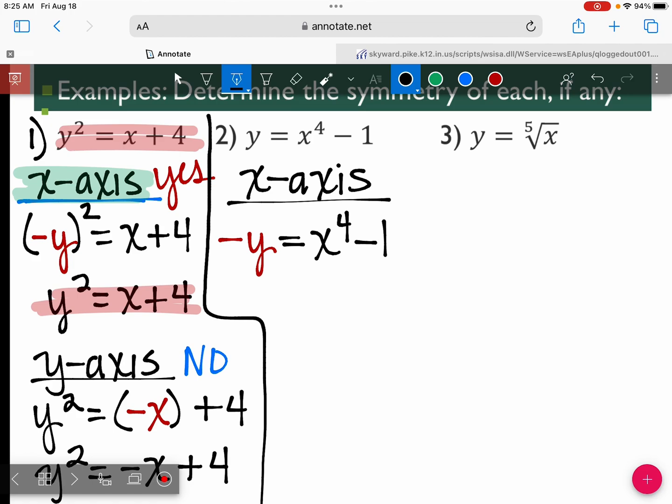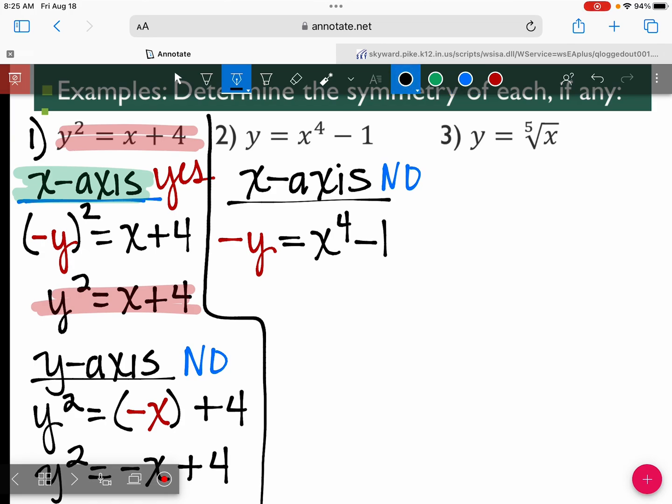So for x-axis, if I replace the y with negative y, does this simplify? Is there something happening to the y to make that go back positive? And the only way it would do that is if it had an even exponent. So this is going to be a no, because this is the simplified equation. So for x-axis, it is no.